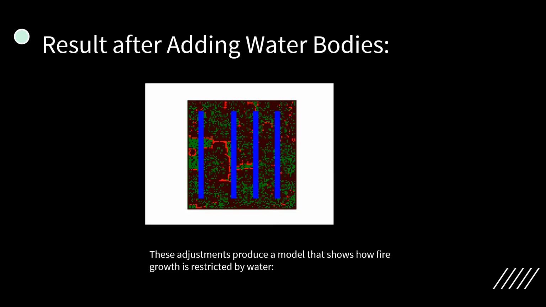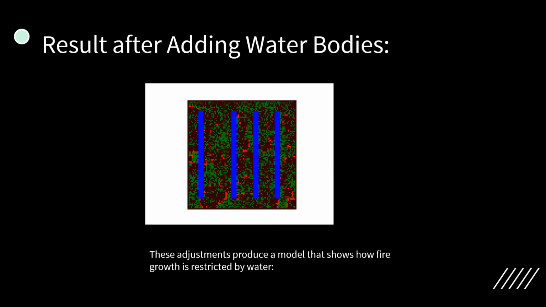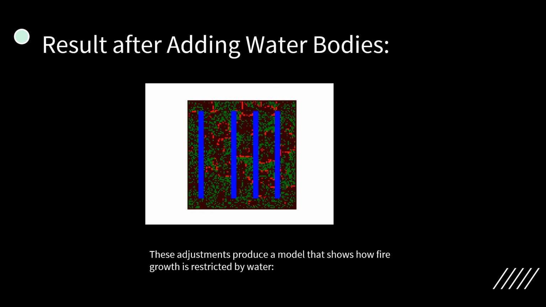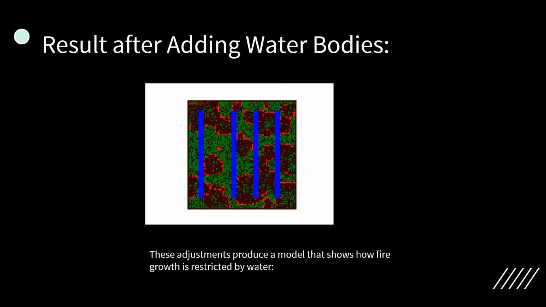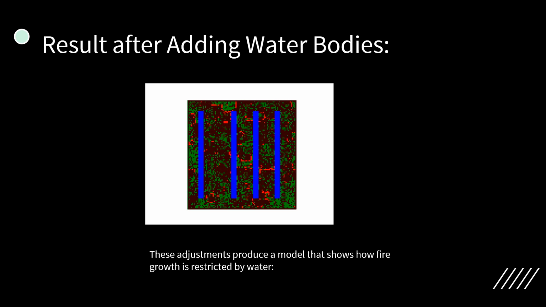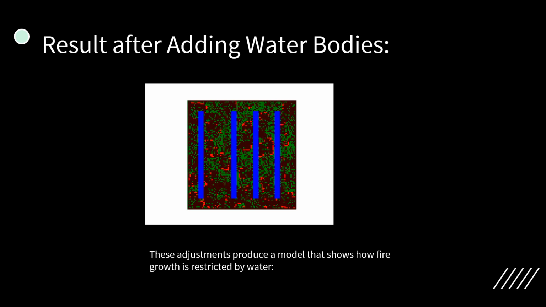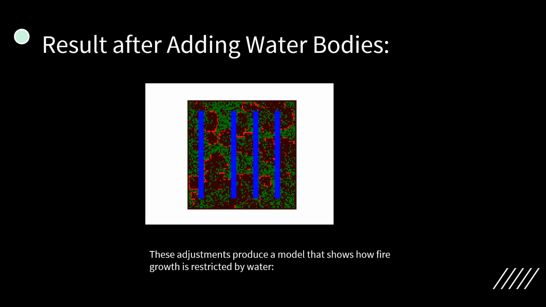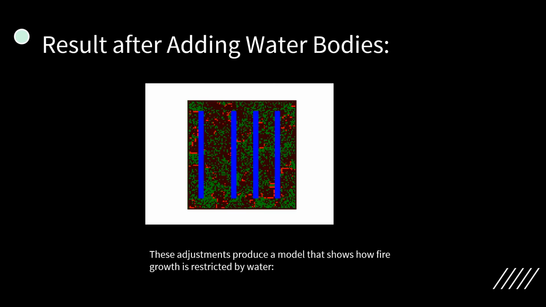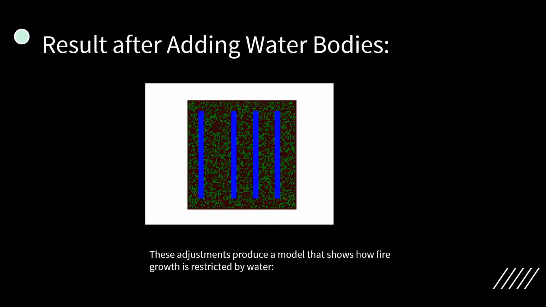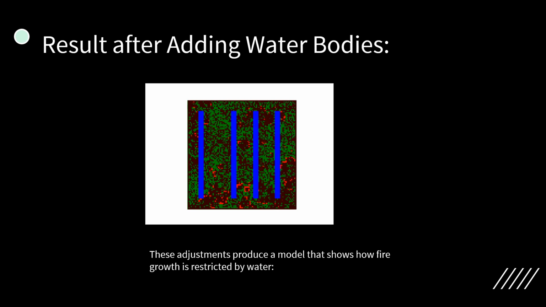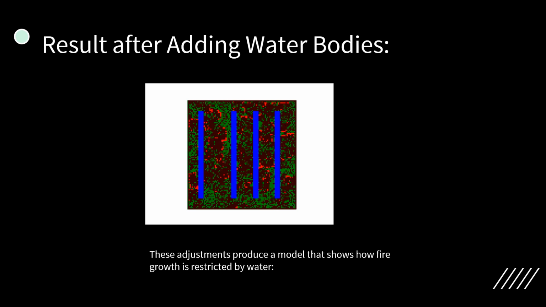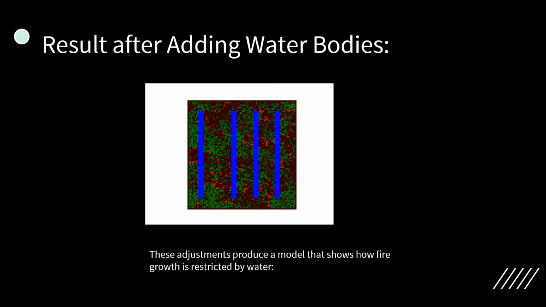So here we can see the adjustment we made in the previous slide. It shows how the fire growth is restricted by the water. These 4 streams can be seen, and I think the fire is not spreading below them, but you can't see it clearly because of the 4 streams I dropped. So yeah, I think this is an interesting result.